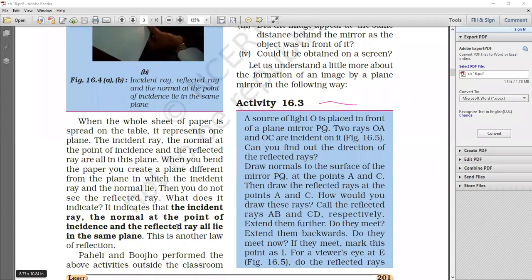Here is the second law of reflection. When the whole sheet of paper is spread out, it represents one plane: the incident ray, the normal at the point of incidence, and the reflected ray are all in the same plane. When you bend the paper, you create a plane different from the plane in which the incident ray and the normal lie, and you do not see the reflected ray. It indicates that the incident ray, the normal at the point of incidence, and the reflected ray are all in the same plane.